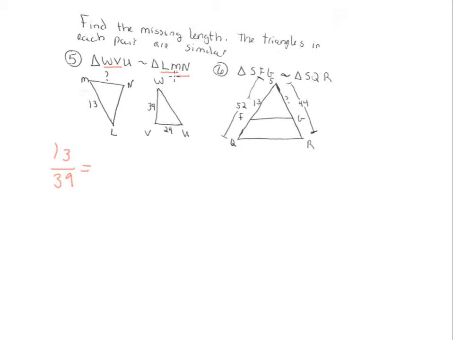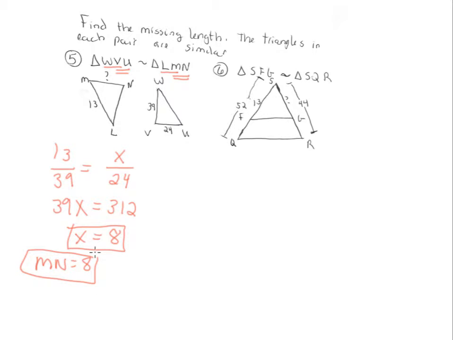So we get 13 over 39 is equal to x over 24. Cross multiply. Then you get 39x is equal to 312. Simplifying that, we get x is equal to 8. Personally, I prefer that you rewrite it as the length measurement if I don't give you the letter in place of the side, and there's a question mark like this.